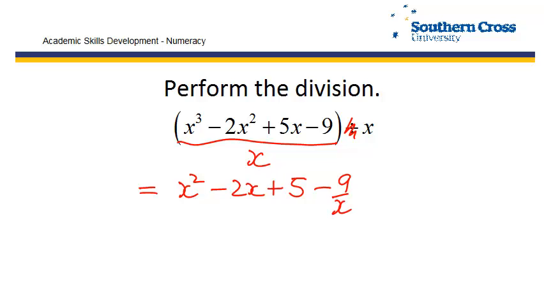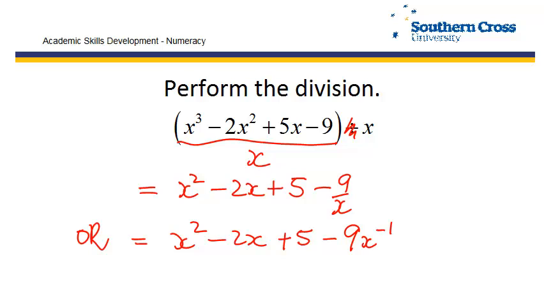There is an alternative to that, depending on the context of how you're doing the question. You could write this as 9x to the negative 1, because of it being in the denominator and bringing it up to the numerator.